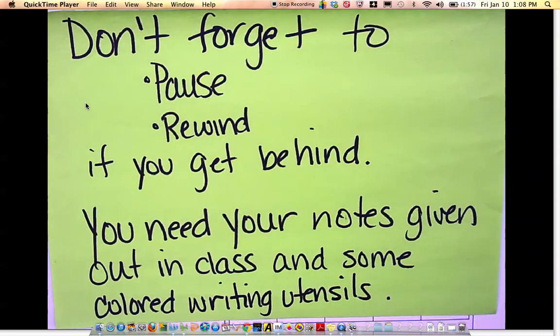Welcome to percent of a number. This is a review of concepts that you should have learned previously with regards to calculating percents. Don't forget, if you need to, pause to catch up. If you get behind or you need to listen to an explanation again, feel free to rewind.